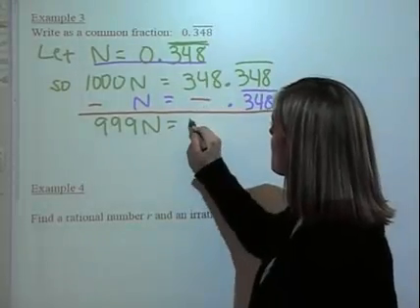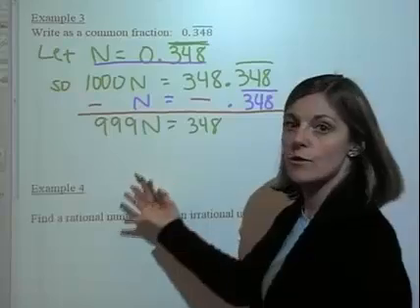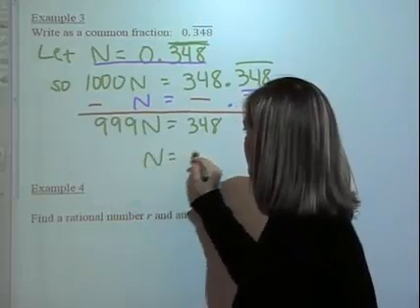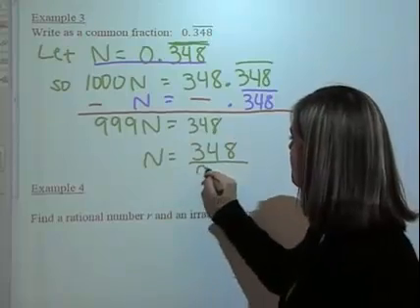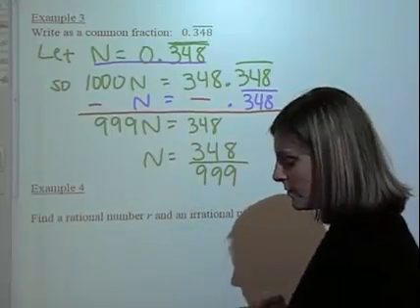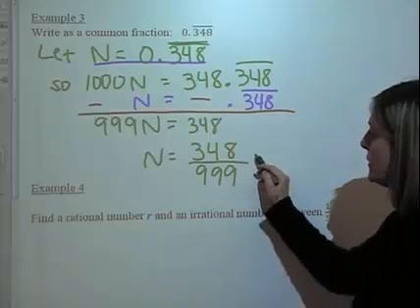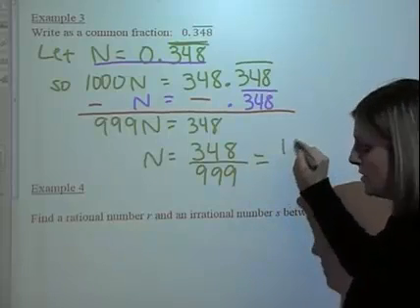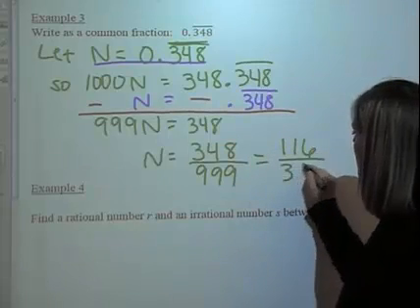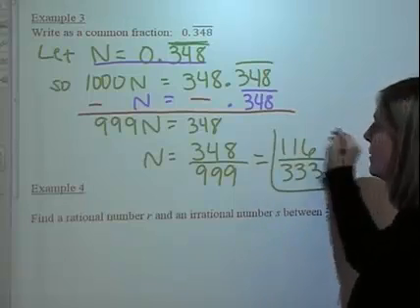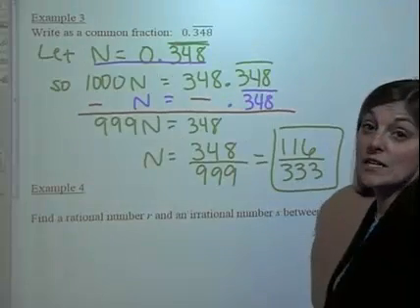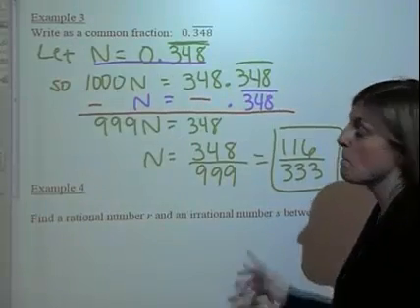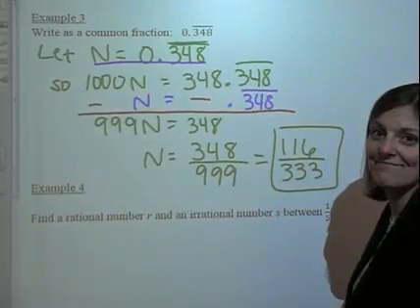All right, so we're left with 348, and then solve for n. So you just divide both sides by 999. And then you can divide both of those by 3, and you get 116 over 333. And that is the repeating decimal of 0.348 written as a common fraction.